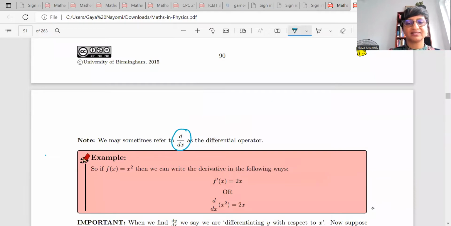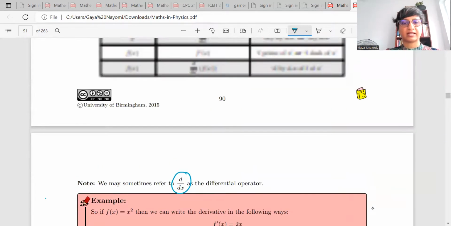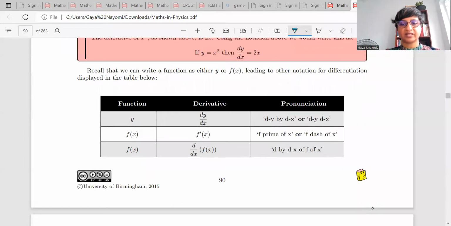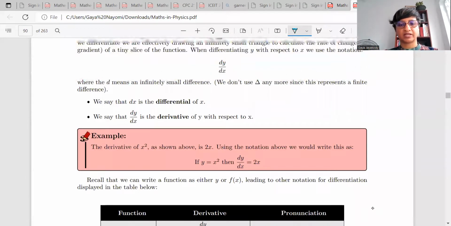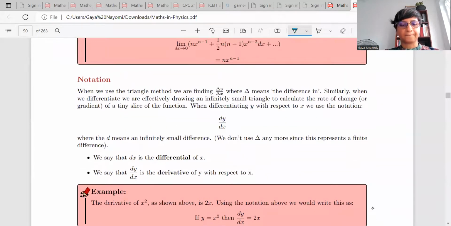This is the symbol: d by dx is the differential operator symbol. So d by dx means differentiate. That's the symbol for the operator, and these are the notations I gave you. Look at this line: we say that dy by dx is the derivative of y with respect to x.